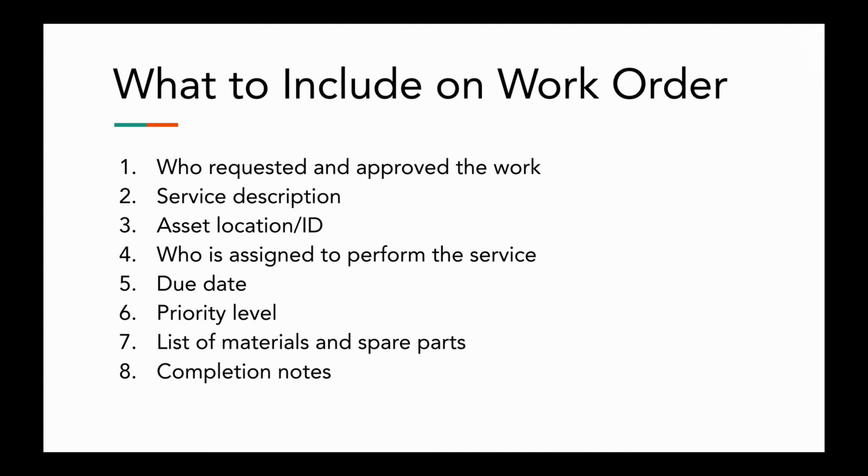Next, we have priority level, the ability to assign priority, usually on some sort of scale. So let's say 1 through 5, to a work order helps technicians decide which work needs to be done first. This is especially important in emergency situations when you need all hands on deck and you need to know what needs to be done first. If you don't do the most important things first, you can end up in a lot of trouble and maybe your facility even shuts down. So you need to be very careful and set your priority levels. And then number 7, list of materials and spare parts.